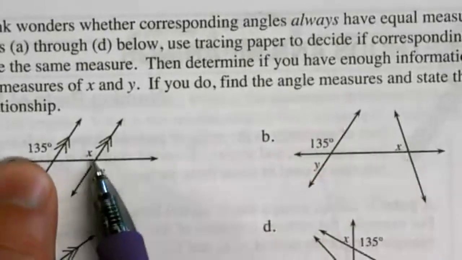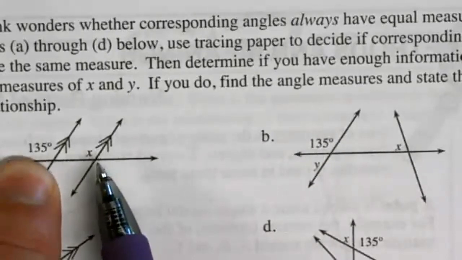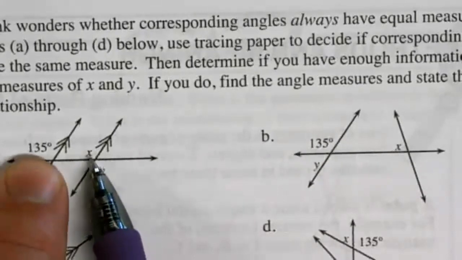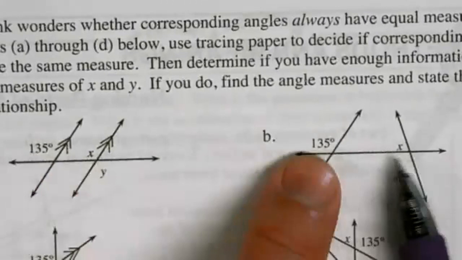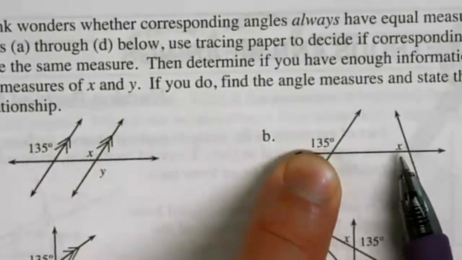These are corresponding angles, and they are equal. What's the difference between these two pictures? That's the key. Someone say that again louder. If the lines are parallel, then the corresponding angles are going to be congruent. But if the lines are not parallel, then those corresponding angles are not congruent. Corresponding angles are not always congruent, only if the lines are parallel.